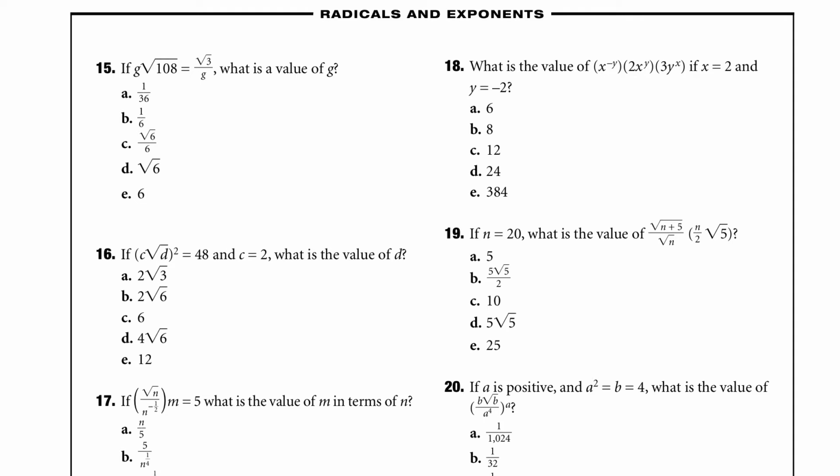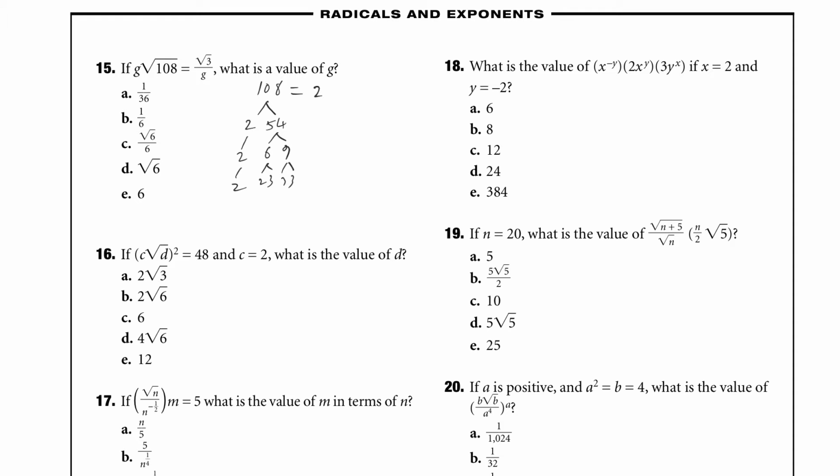Question number 15. If g times square root of 108 is equal to root 3 over g, what is the value of g? Okay, first thing I want to do is express the number 108 in terms of its prime factors. So 2 times 54. 54 is the same as 6 times 9. The 2 just carries. 6 is 2, 3. 9 is 3, 3. Which means 108 can be represented as 2.